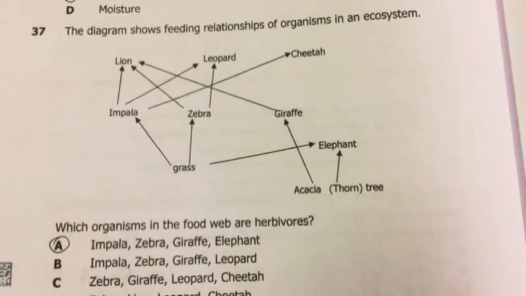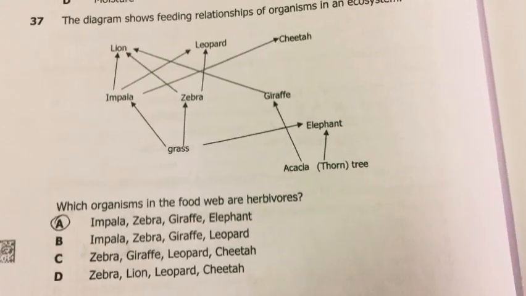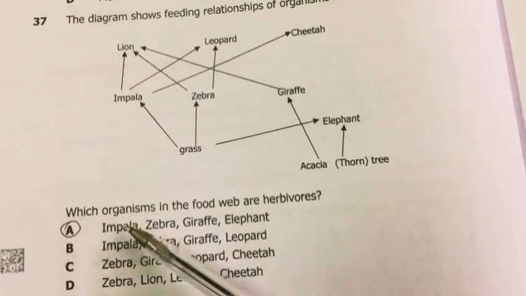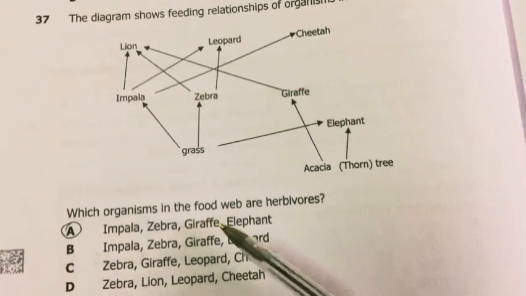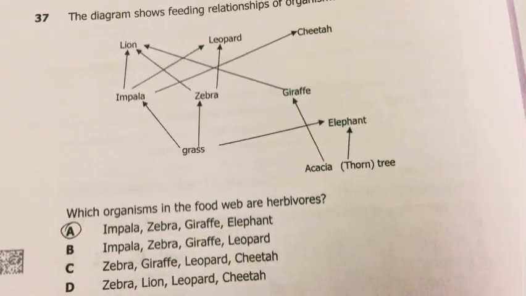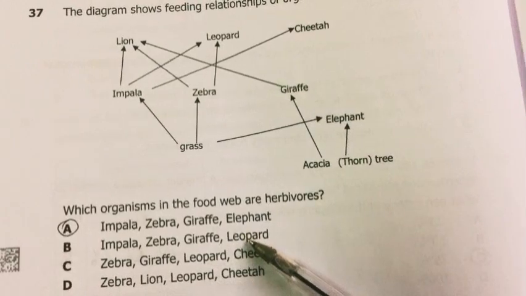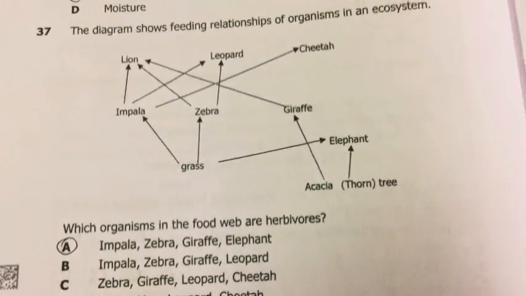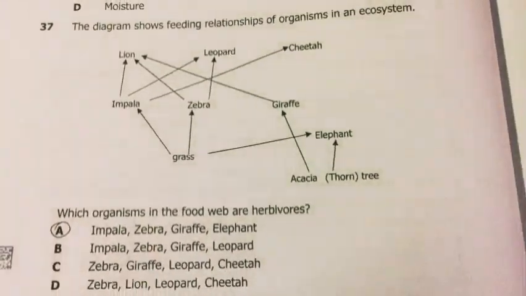Question 37. The diagram shows feeding relationships of organisms in an ecosystem. Which organisms in the food web are herbivores? Herbivores are organisms that feed on vegetation only. So impala, zebra, giraffe, and elephant are the herbivores. Look at this one here. Leopard, no. Cheetah, no. Leopard, no. The answer is A. So you just have to understand what a herbivore is.